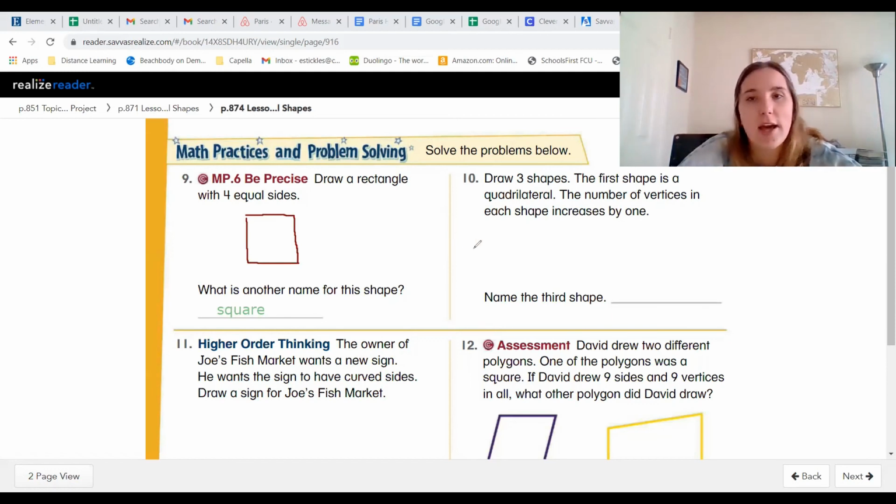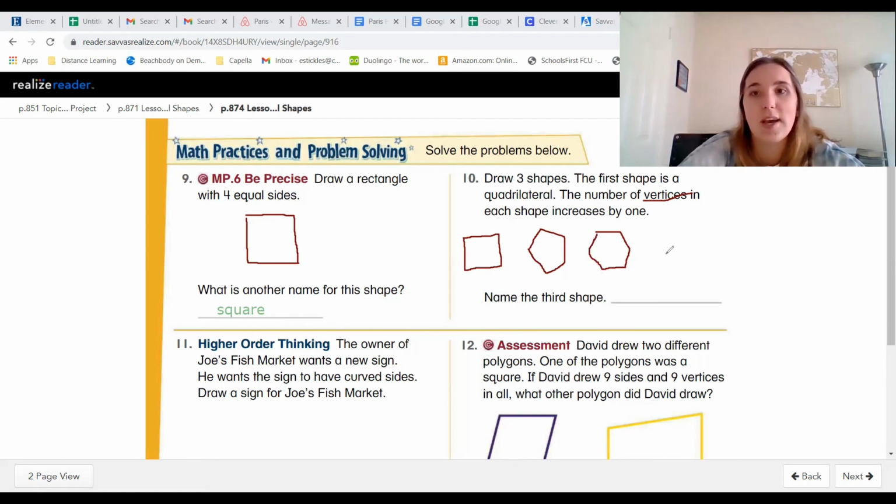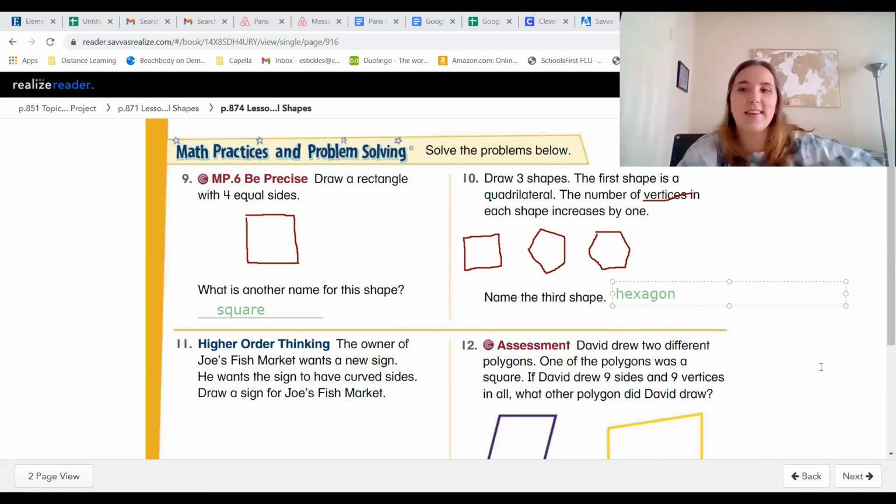So if I draw a quadrilateral, it has to have 4 sides. So 1, 2, 3, 4. Now they said the number of vertices has to go up by 1, but that's the same thing as saying the number of sides. So my next shape is going to have 5 sides. And then my next one has to have 6 sides. So now what is the name of this last shape that I drew? It has 6 sides. It would be a hexagon. Nice work. Okay, good job.